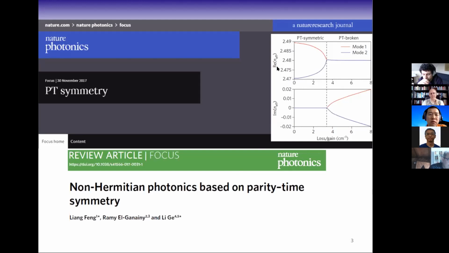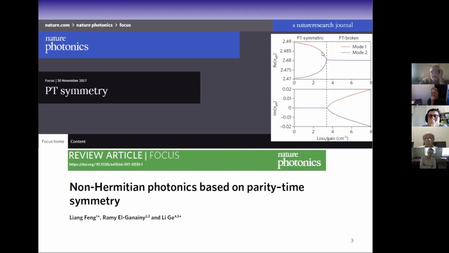Shown here are the real parts and imaginary parts of the effective index of two propagating modes. These effective indices are the equivalents of the energy eigenvalues of a Hamiltonian. So we see this familiar inverse bifurcation for the real part and then the bifurcation for the imaginary part when the system reaches the exceptional point.